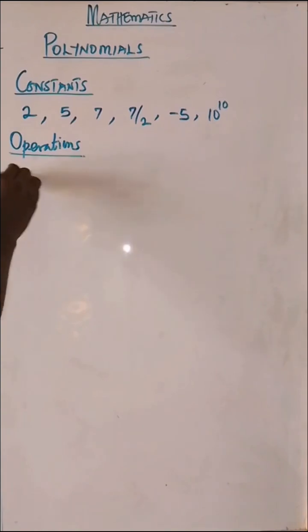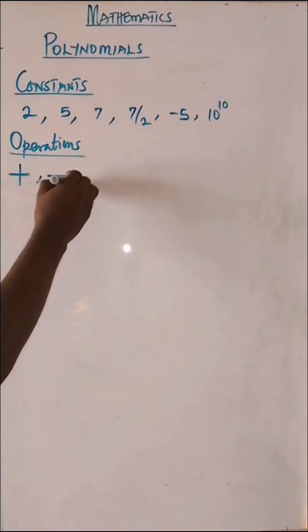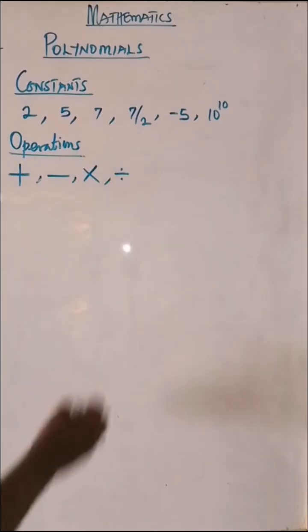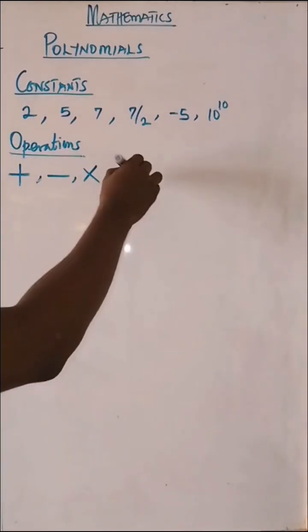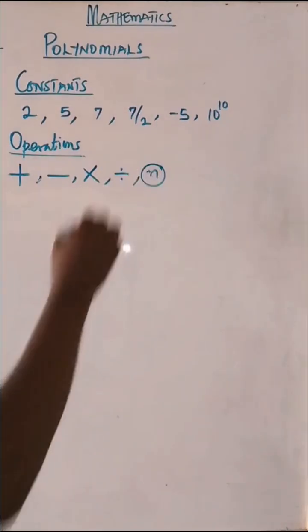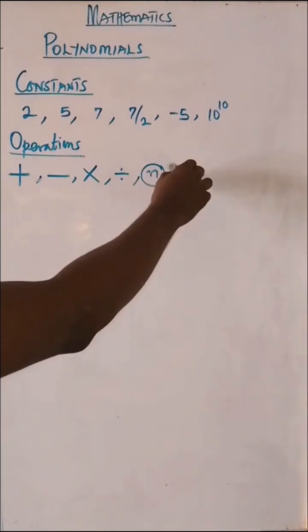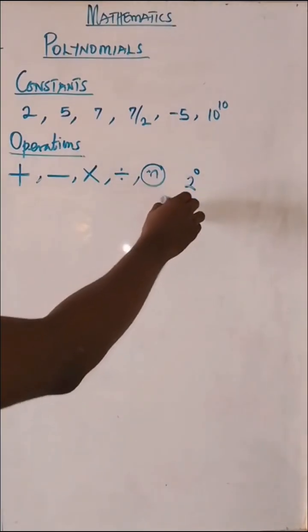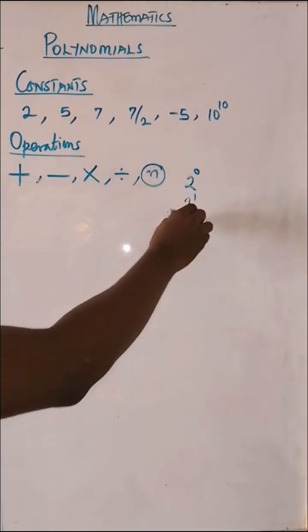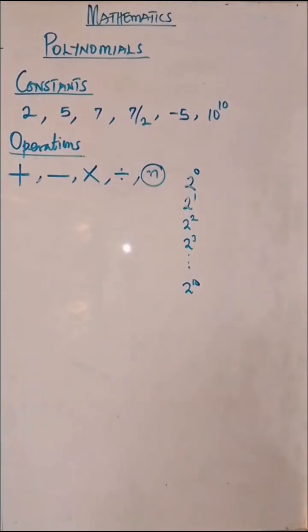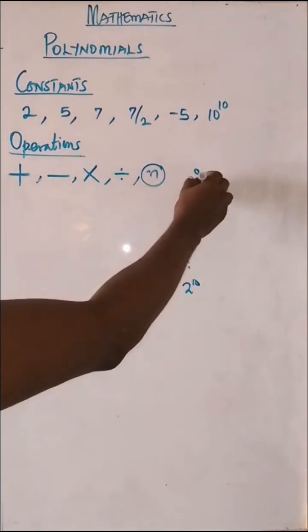So we have addition, we have subtraction, we have multiplication, we have division, and lastly we have index. Let me use n to represent that. Let me start with this. For example, if I have 2 raised to power 0, 2 raised to power 1, 2 raised to power 2, 2 raised to power 3, until we get 2 raised to power 10, what does it mean? 2 raised to power 0 is 1.